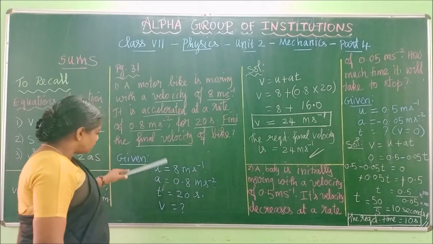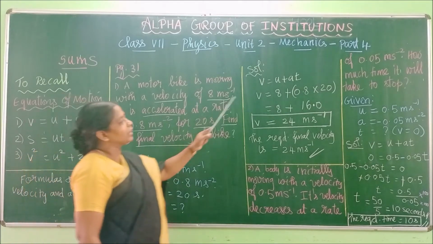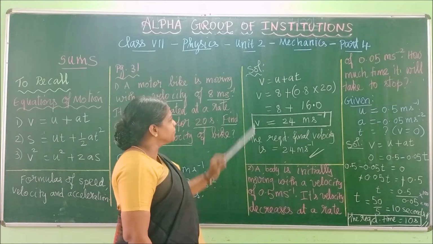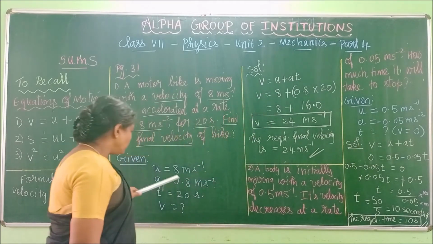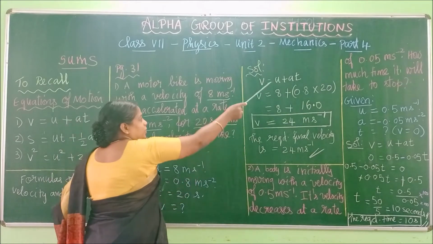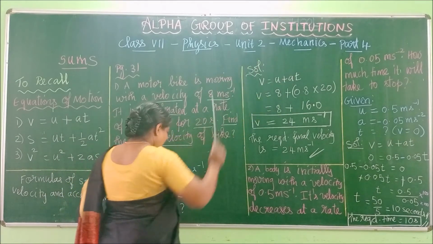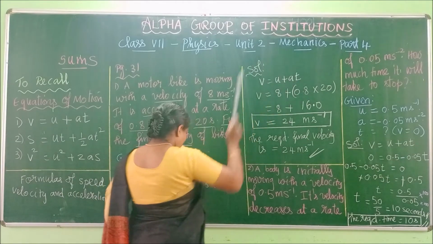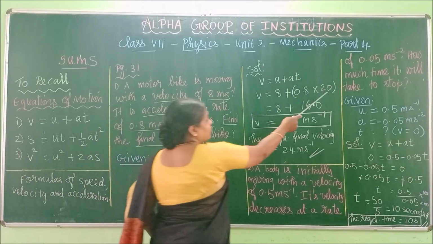Right? So for this value, the best formula we can substitute is V is equal to U plus AT. Direct substitution. So what is the U value? 8. So I substituted 8, plus what is the A value? 0.8. T value is 20 seconds. So that I have written here.